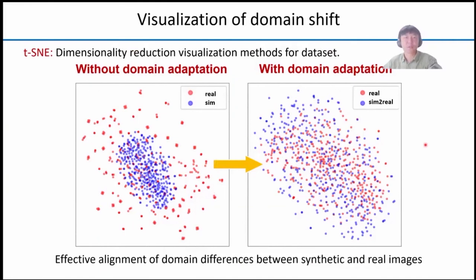We used a t-SNE method to project the data set into two dimensions. We found that the discrepancy between the synthetic data set and the real data set has been much minimized after domain adaptation. This could partly explain why we could get much better results using domain adaptation.